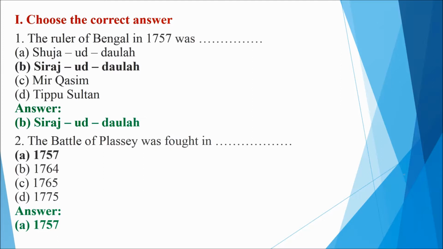Siraj-ud-Dowla. Question number 2. The Battle of Plassey was fought in dash. Option A. 1757. Option B. 1764. Option C. 1765. Option D. 1775. So the correct answer is option A.